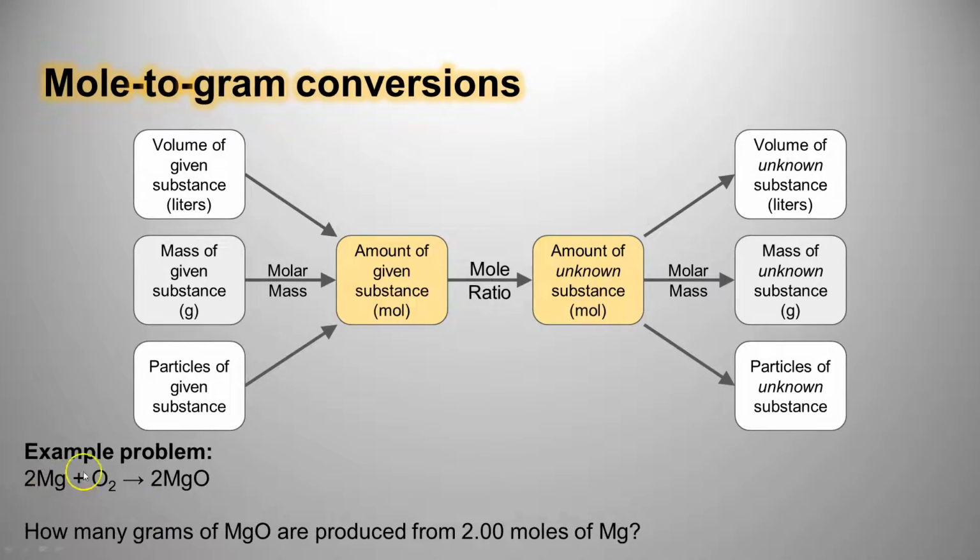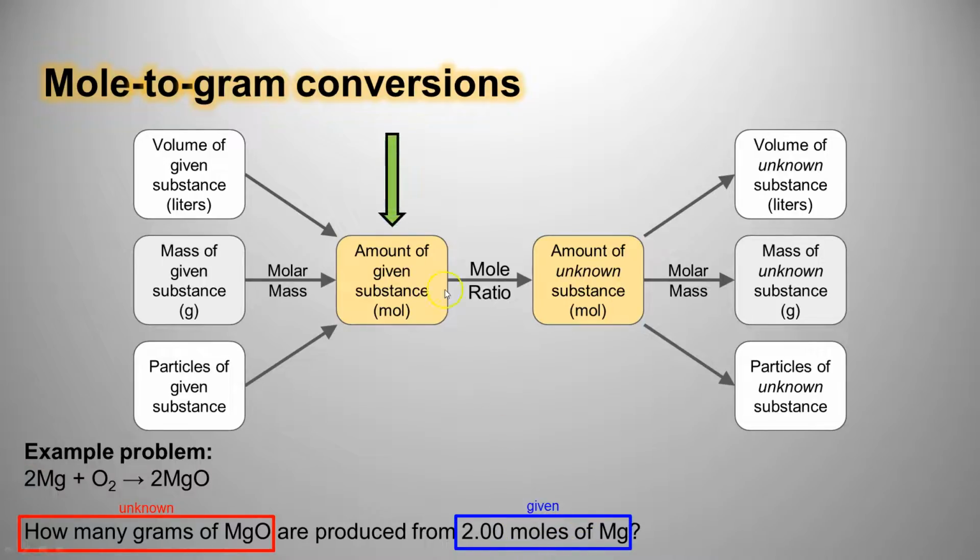So I have an example of magnesium plus oxygen is going to make magnesium oxide. And the question is, how many grams of magnesium oxide are produced from 2 moles of magnesium? So my unknown is grams of magnesium oxide. I'm looking at that. My mass in grams is produced from 2 moles of magnesium, and that's my given. So all I need in this case right here is I'm trying to go from a given substance in moles, right here, 2 moles of magnesium, and I'm trying to get my mass of my unknown substance. So I'm going from 2 moles to grams of my unknown substance.